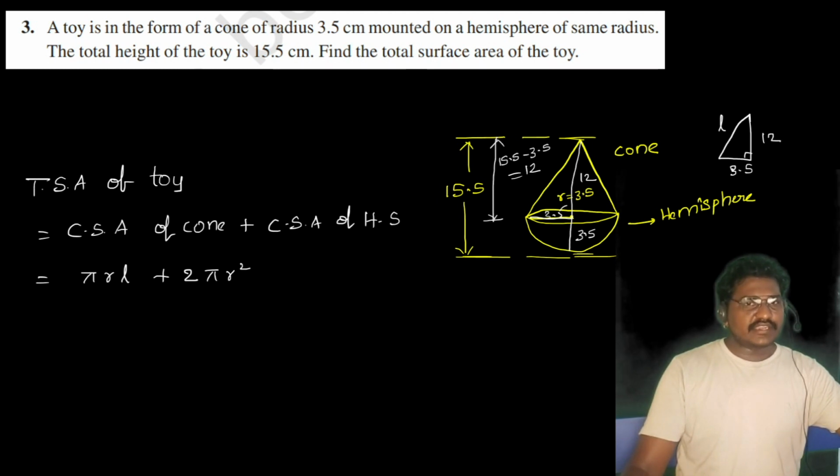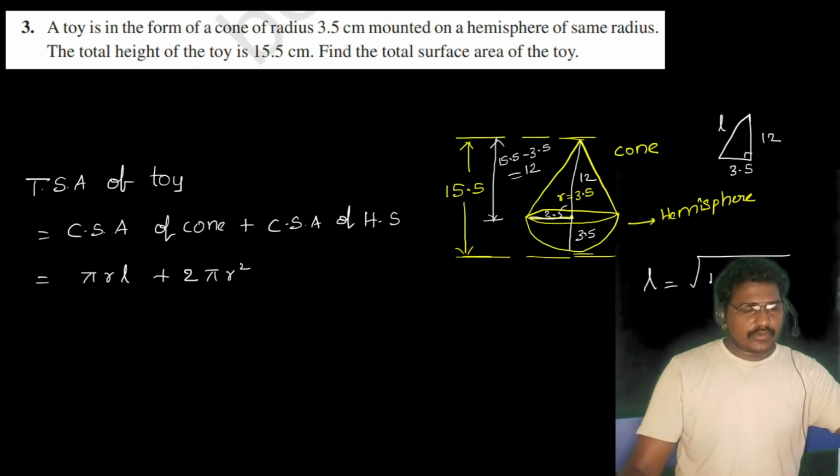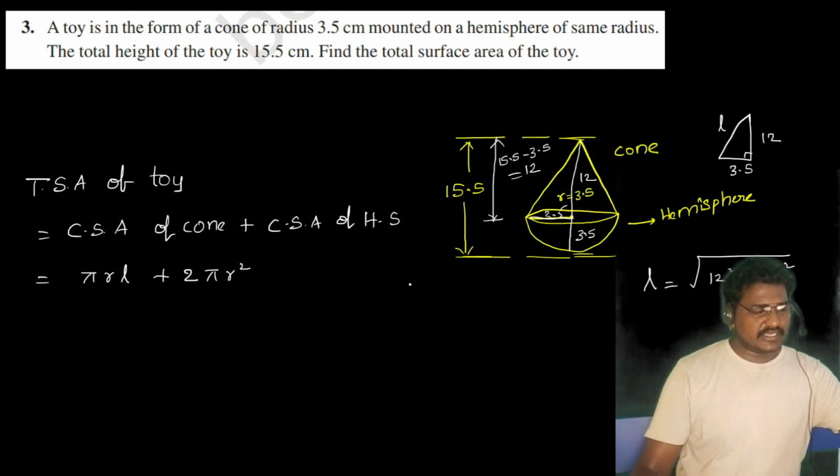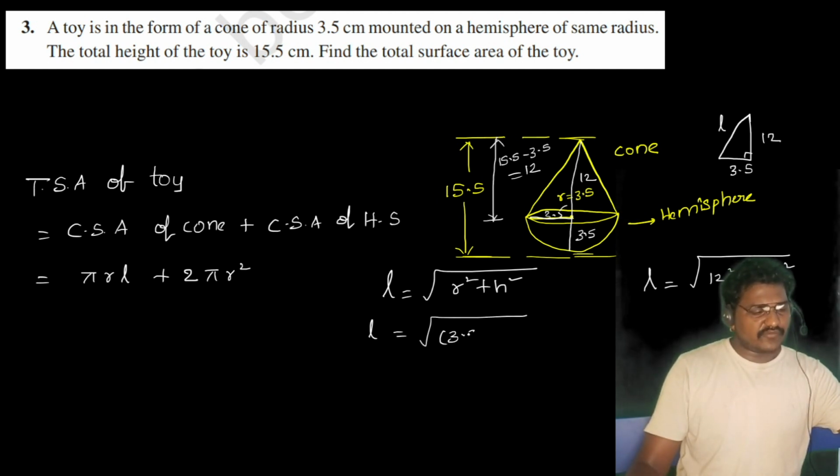Since it forms a right angle triangle, we can directly apply the Pythagoras theorem. So it will be root of 12 square plus 3.5 square. See here, L is equal to root of r square plus h square. By using this formula also you can do it. So L is equal to root of 3.5 square plus 12 square.